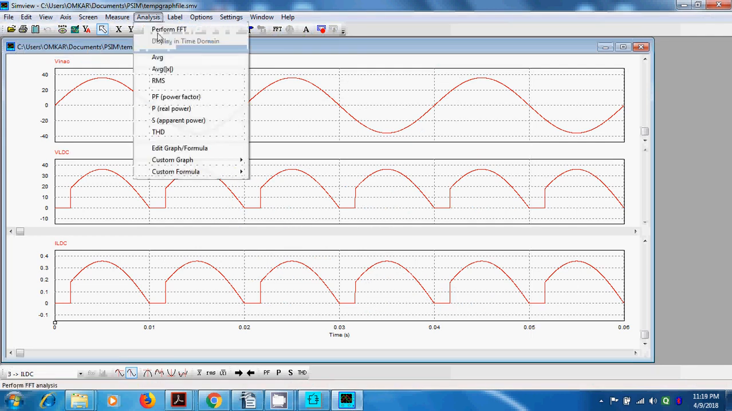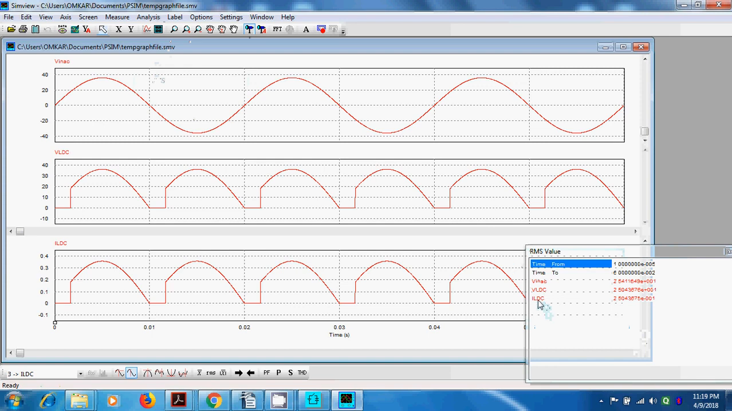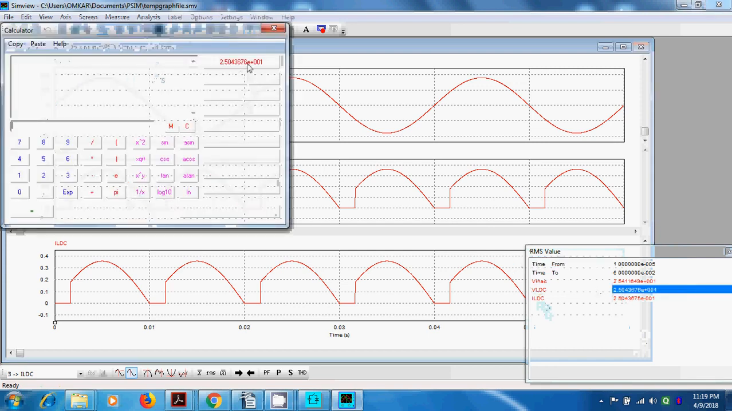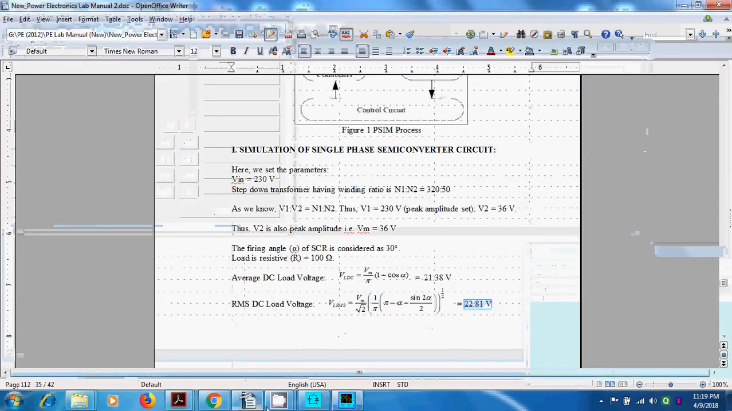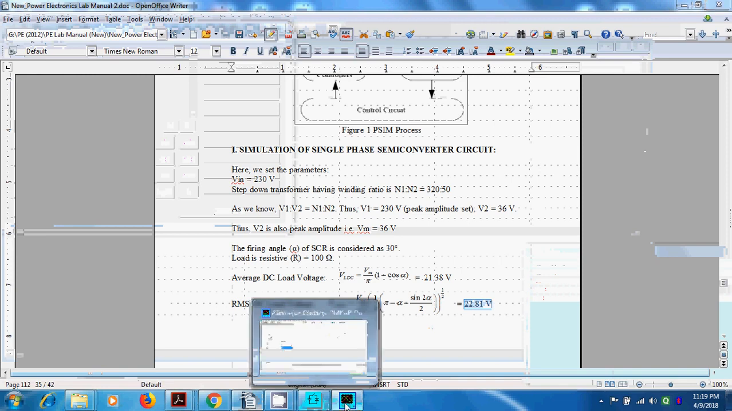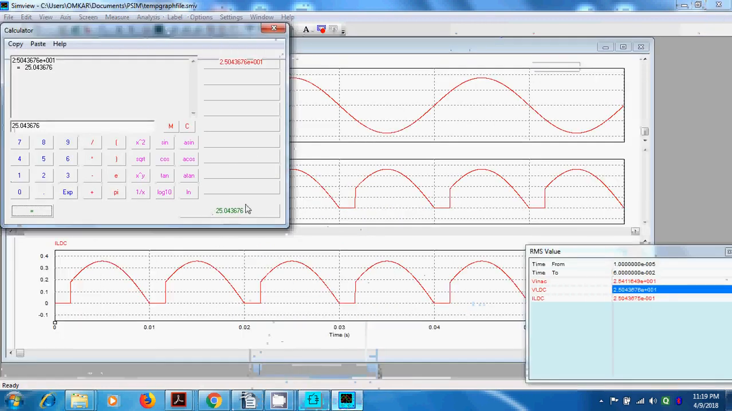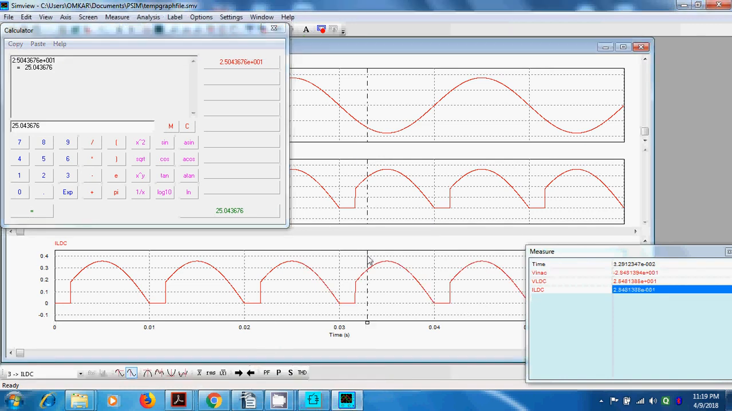So go to analysis and find out RMS, and here we are concerned with VLDC. So this is VLDC, and the answer is 25.04 volt, and here it is 22.81, so it's a very near value. So 25.04 volt is the RMS DC load voltage of this type of waveform.